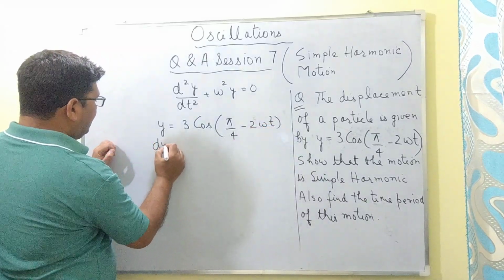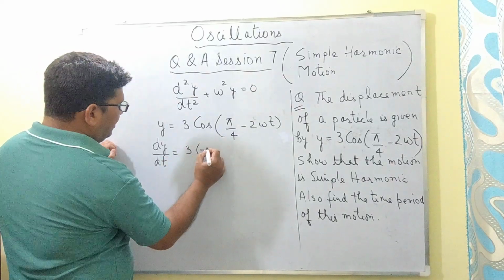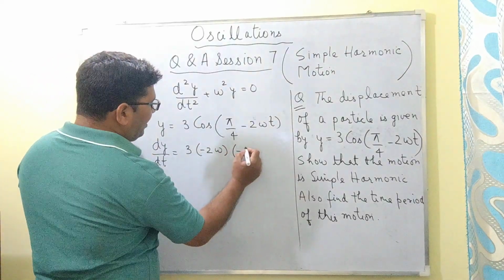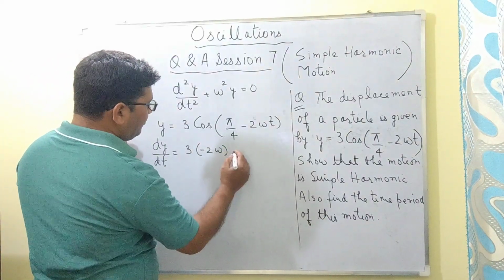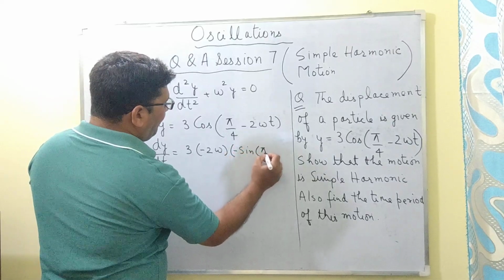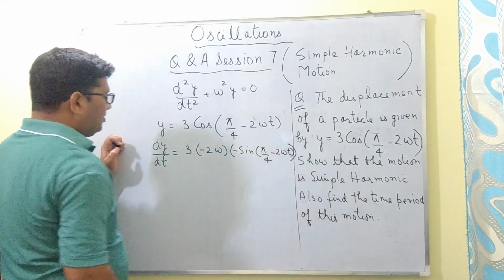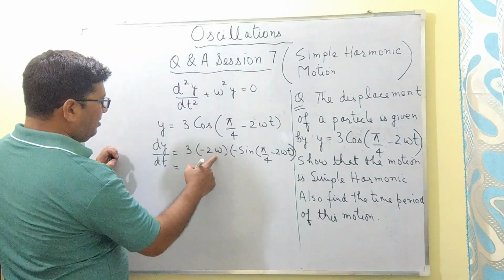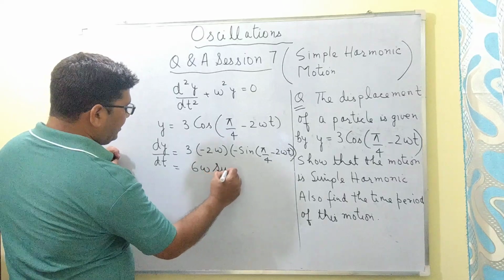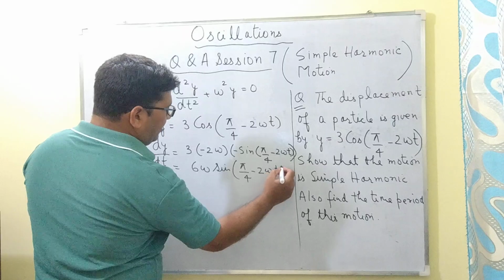So dy upon dt will be equal to 3 times minus 2 omega, and the differentiation of cos is minus sine, so this will be equal to minus sine of (pi/4 - 2 omega t). So this is equal to 6 omega sin(pi/4 - 2 omega t).